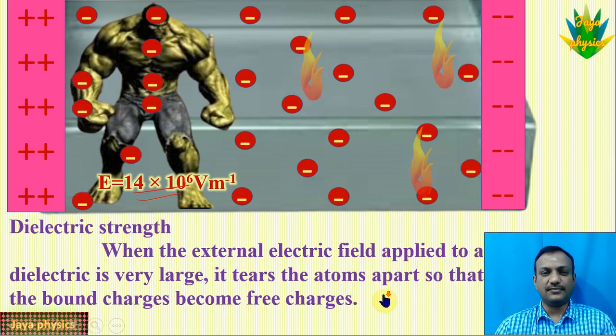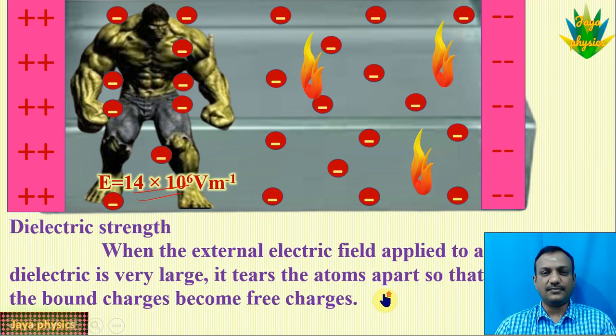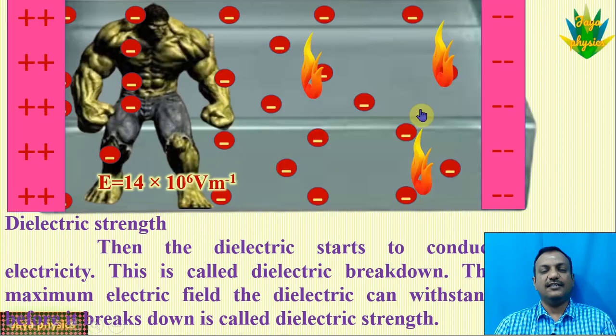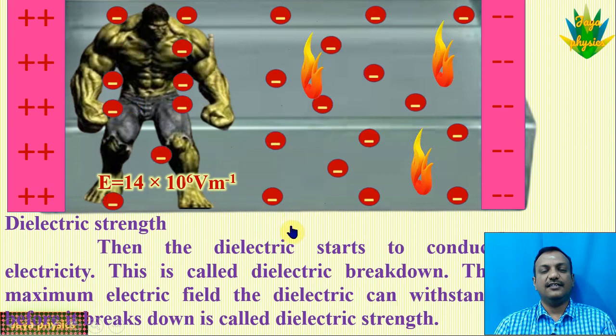Is it clear? So you can see electrons are moving, isn't it? So as soon as this electric field comes, what does this dielectric change into? It is getting converted into a conductor. The value of the electric field at which the dielectric is getting converted into a conductor is called dielectric strength. Is it clear, children?